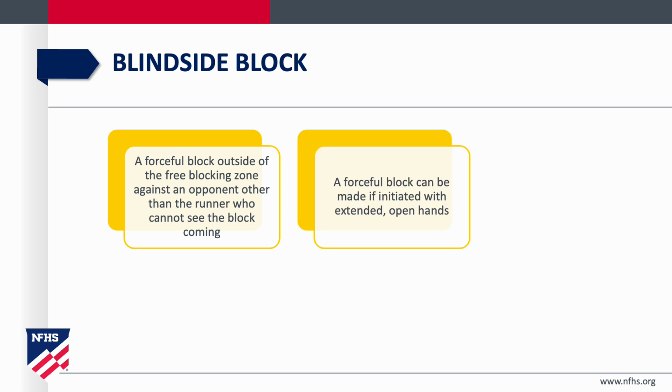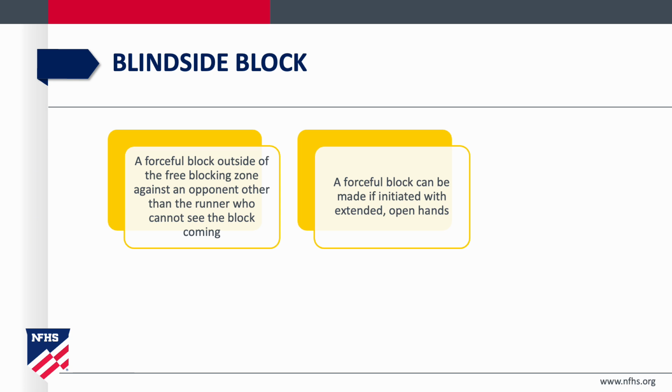If the block is forceful, it must be initiated by the blocker with open hands that are extended away from the body. We want to see at least 45-degree angles in the arms to be considered extended. We don't want to see these blocks initiated with the shoulder.